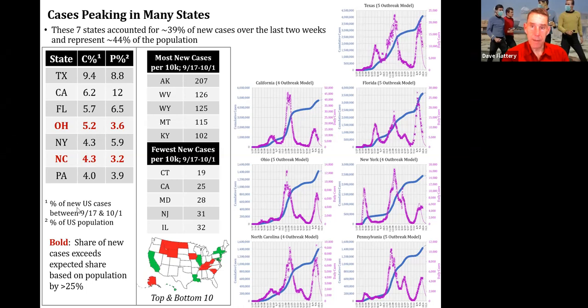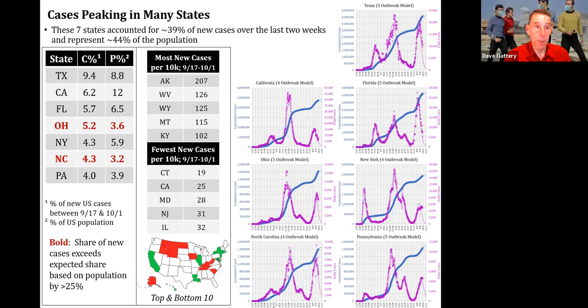So that's not as interesting a table anymore, but it's mandatory elements. It's been in there so many months. The more interesting table, I think, is who has had the most new cases per 10,000 population in the last 2 weeks, between September 17th and October 1st. The most have been in Alaska. They've had 207 new cases per 10,000, and that's much higher than any of the states had in this table last month.